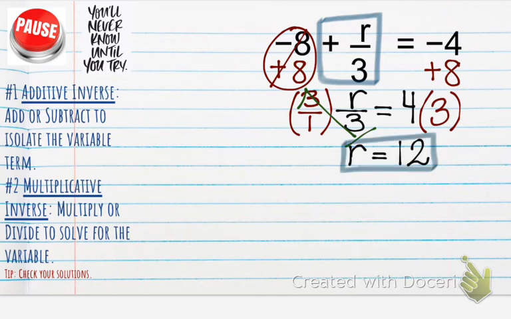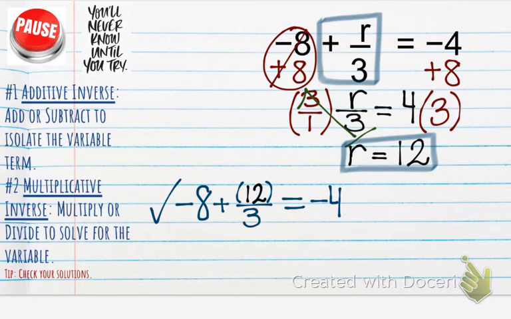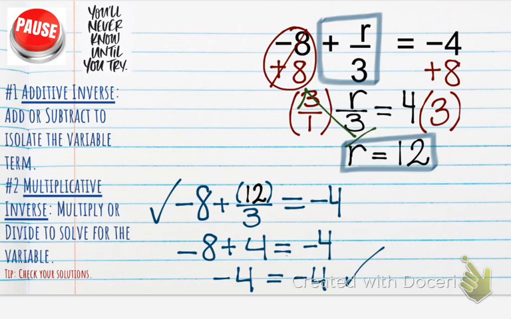Did you get r equals 12? If you did, great job. Congratulate yourself. You're doing it. So now let's go ahead and check it. We got 12 as a value for r. So let's substitute. What's 12 divided by 3? Yes, it's 4. And what's -8 plus 4? -4. Because in this particular case, the -8 has the largest absolute value, so we keep the sign of the negative.